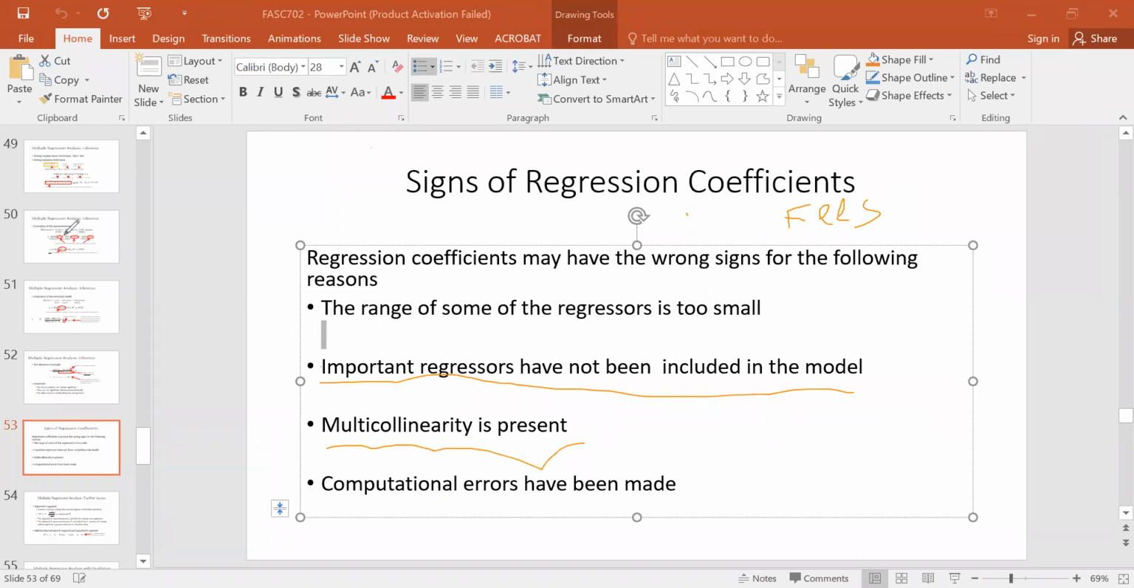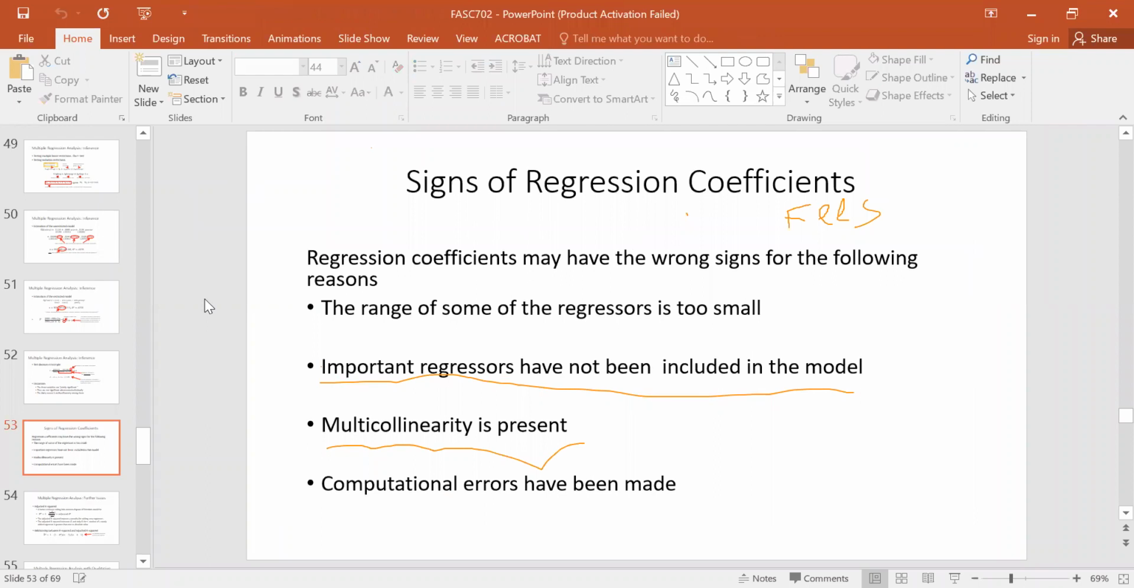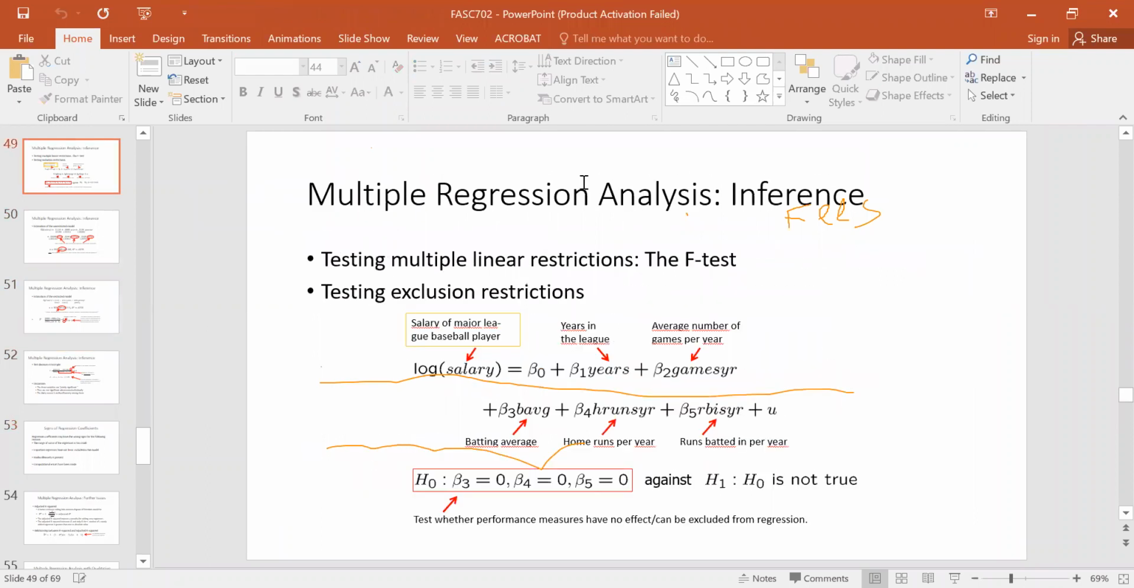Multicollinearity occurs when two regressors are highly linearly related. So in this example, if you have these two variables, for example, years and games per year, if these two regressors are highly linearly related, let's say a correlation coefficient of 0.9 or even 0.85 and so on, then the information in one is almost contained in the other one.